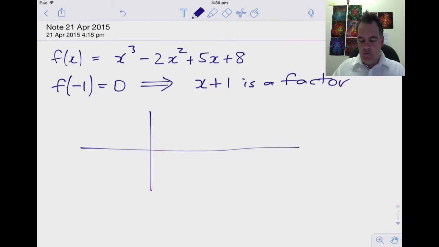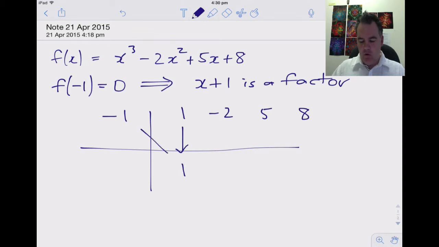So let me set it up. We've got x cubed minus 2x squared plus 5x plus 8. We're just writing the coefficients. Remember, if you haven't got an x squared term or an x term or a number term, you need to put a 0 there. Because x plus 1 is a factor, we're going to write negative 1 out here. That's the value that you put in that gives you 0. And straight down here we write 1, whatever that number is.